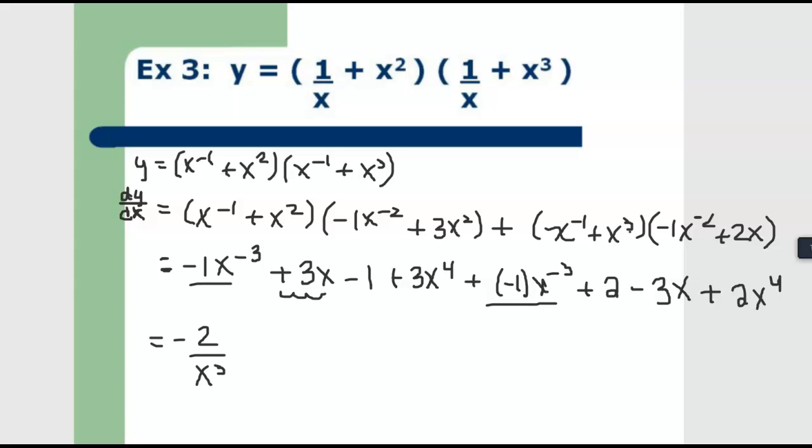Positive 3x and negative 3x cancel. Negative 1 and positive 2 give a plus 1. 3x to the 4th and 2x to the 4th give 5x to the 4th.